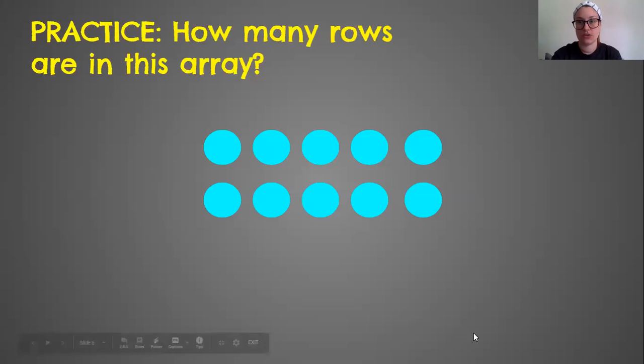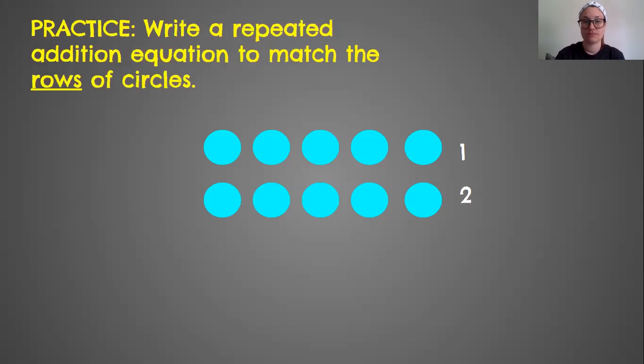So let's do some practice real quick. How many rows are in this array? Remember, rows go side to side. So there's 1 row. There's a 2nd row. So there are 2 rows in this array.